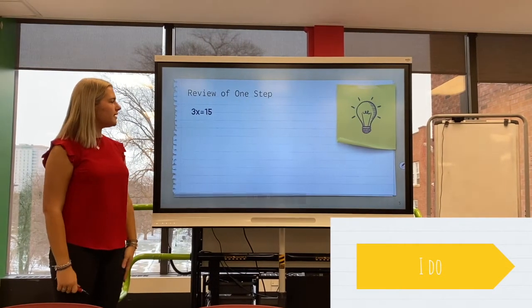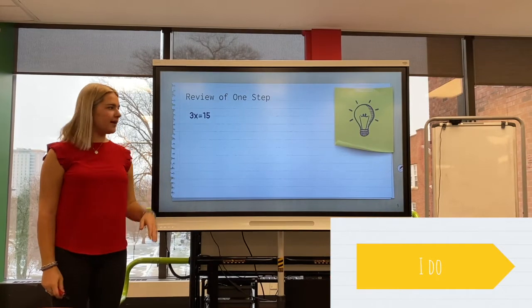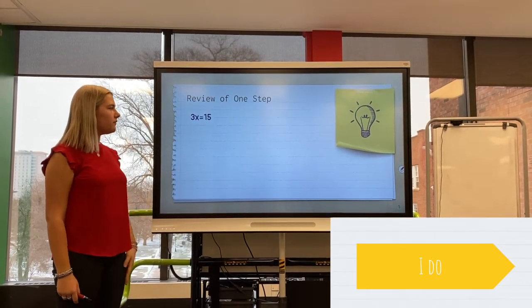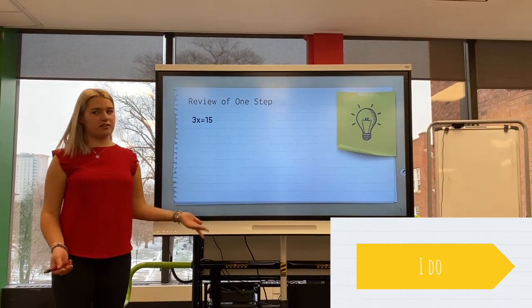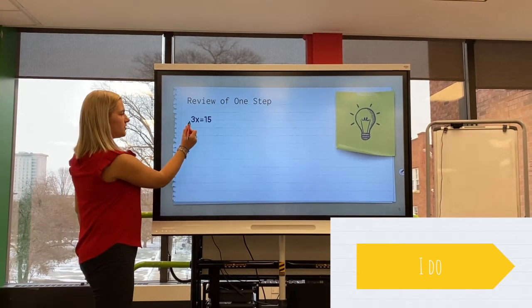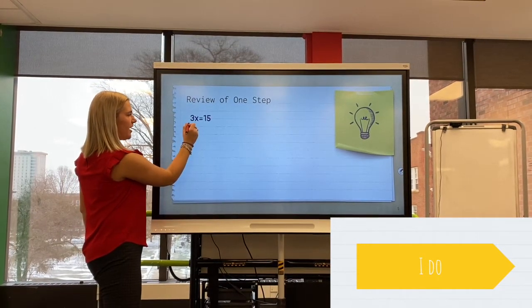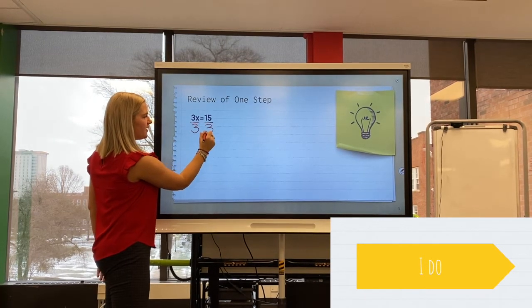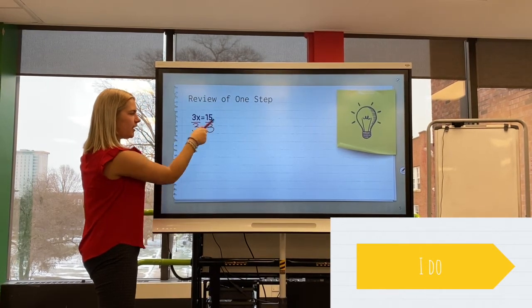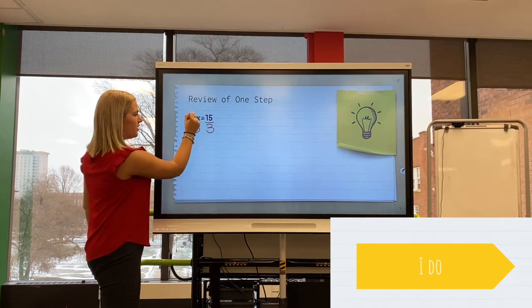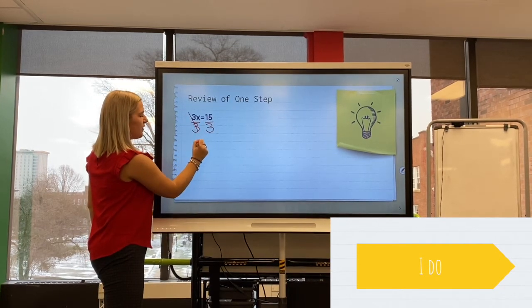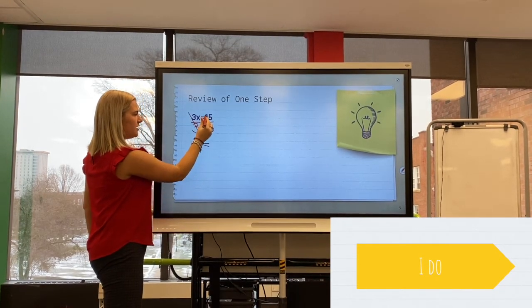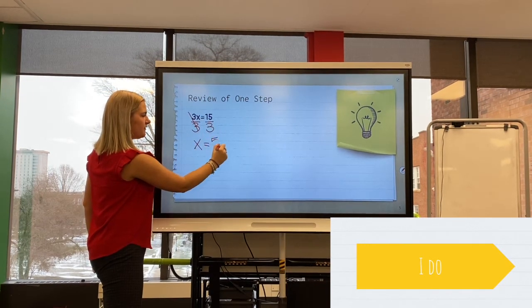Here's an example of one of us teaching and doing the I do model. Okay, we're going to do one more example of a one-step problem that we did last week. In this one, we have multiplication instead of addition like our last one. So because 3 is multiplied by x, we know the inverse is divide, so we're going to divide both sides by 3. What we do to one side, we always do to the other side. The 3's cancel, we bring down the x, and 15 divided by 3 is 5.